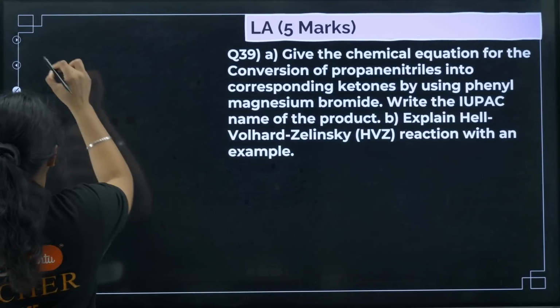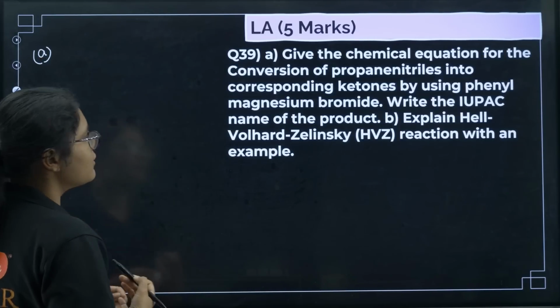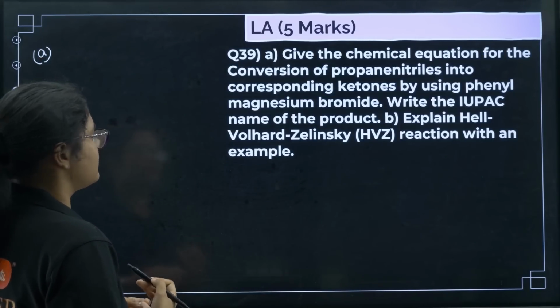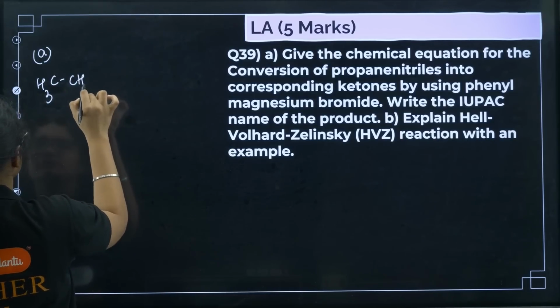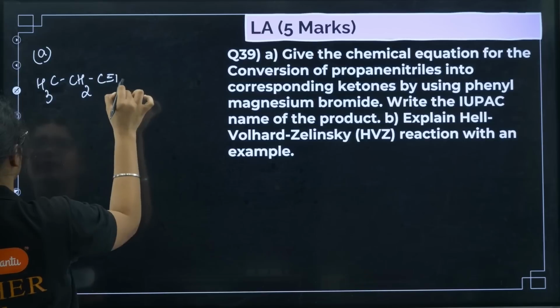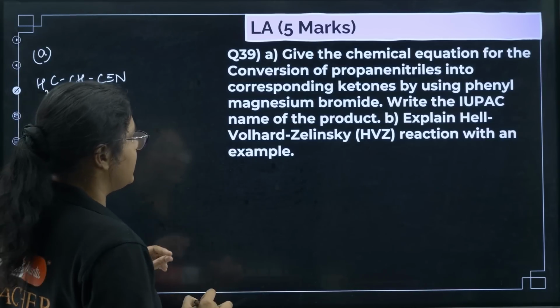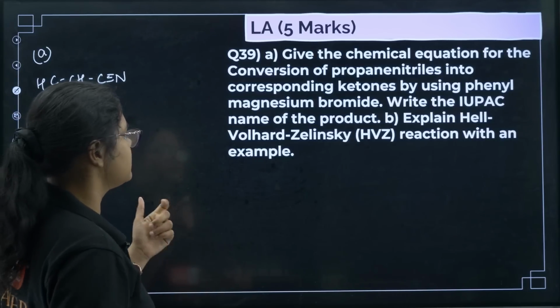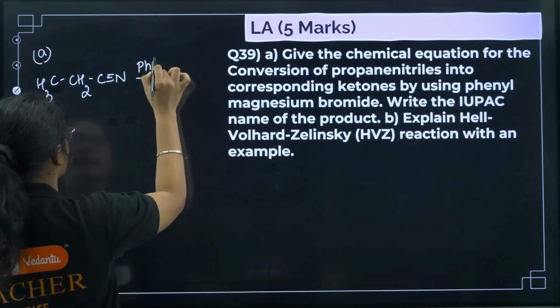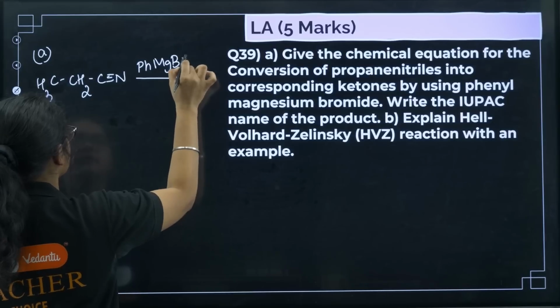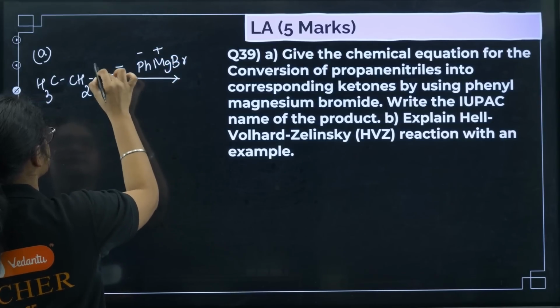So let us first write the first part. What is there? Chemical equation for the conversion of propane nitrile. So I have CH3 CH2 C triple bond N, propane nitrile, into corresponding ketone by using phenyl magnesium bromide. So I have phenyl magnesium bromide. You can see this is plus minus, this is minus plus.